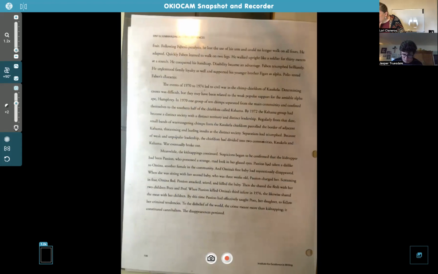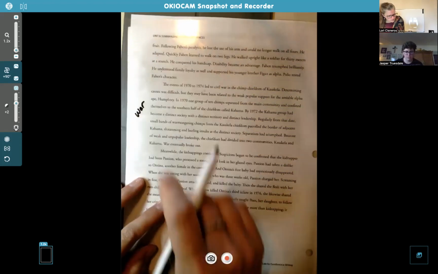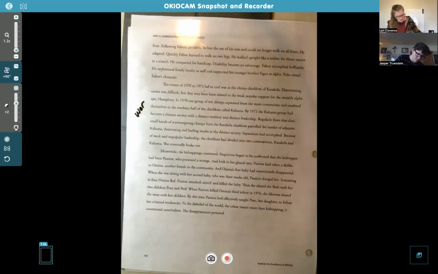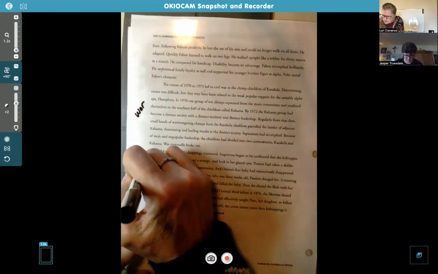So this paragraph looks like they're talking about war. Civil war in the chimp chiefdom. Interesting. Yeah, let's call this one war then, I guess. And then the last one. This one seems like disappearance. Again, yeah, I think we labeled that crime last time. Yeah, so let's call it crime again because I think that would go with that.